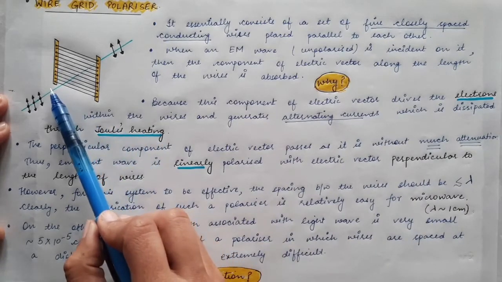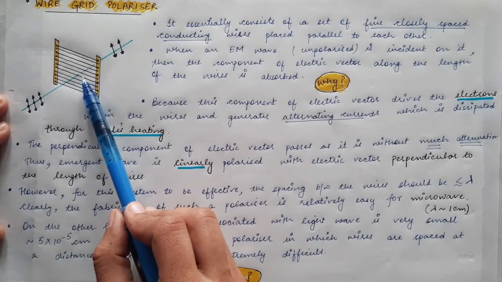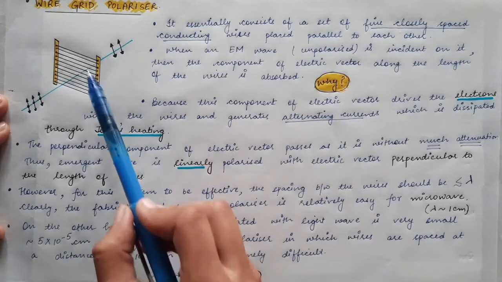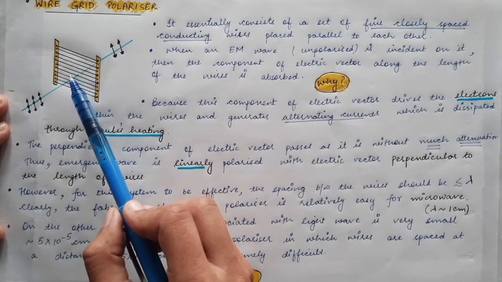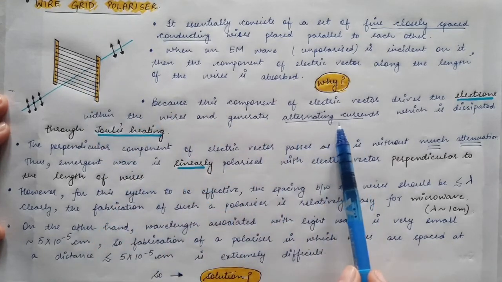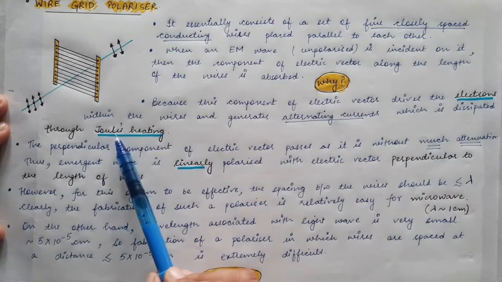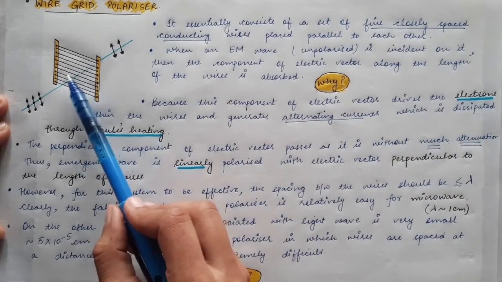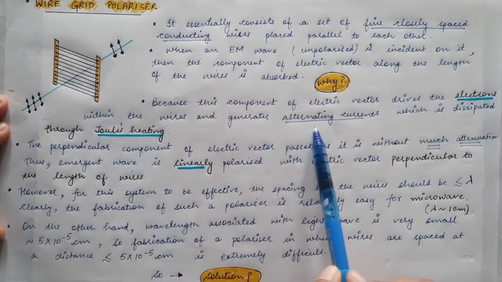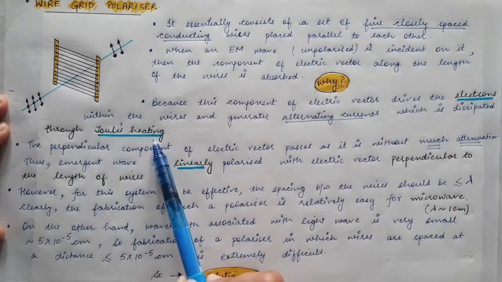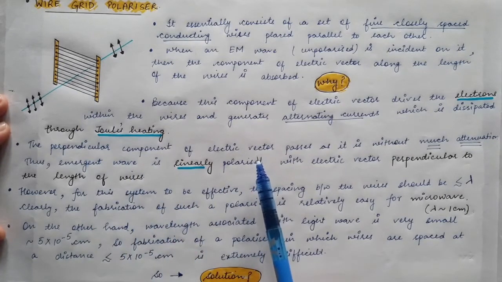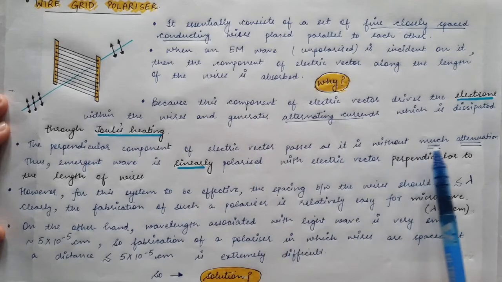So how does the component of the electric field along the length of the wires get absorbed? It gets absorbed because this component drives the electrons present inside the wires. The electrons start oscillating and generate alternating currents. This alternating current gets dissipated through Joule's heating, that is, the energy is dissipated in the form of heat. Whereas the component of the electric field which is perpendicular to the length of the wires passes as it is, without much attenuation.